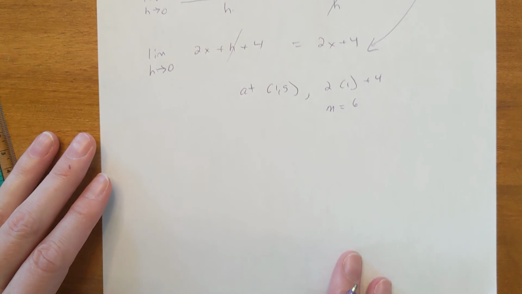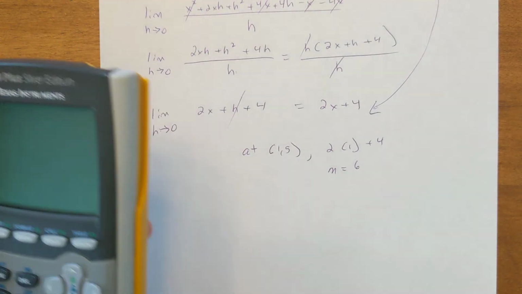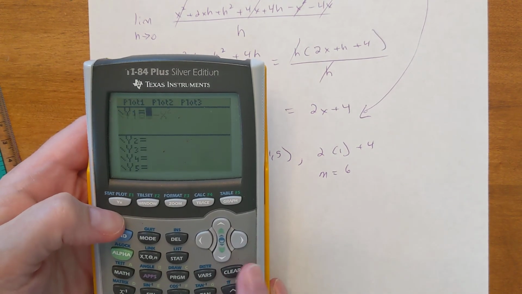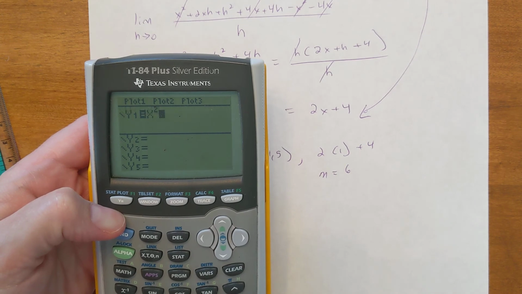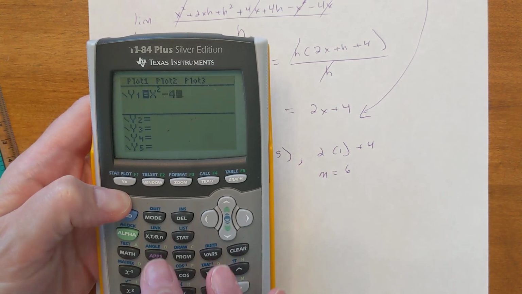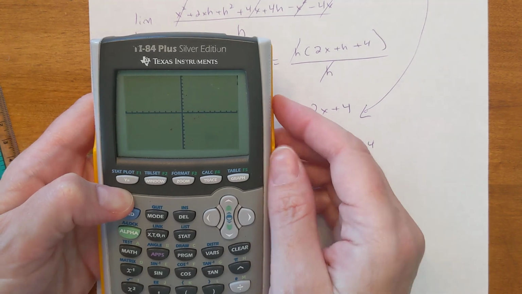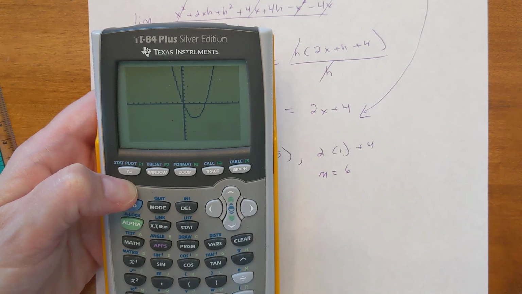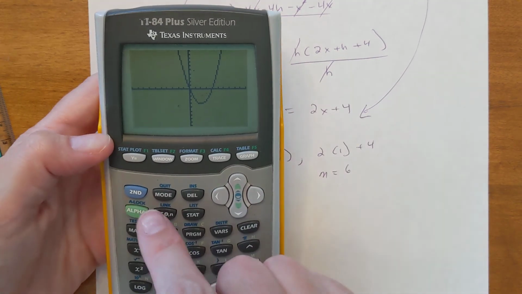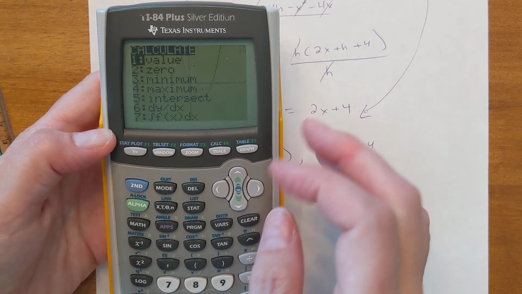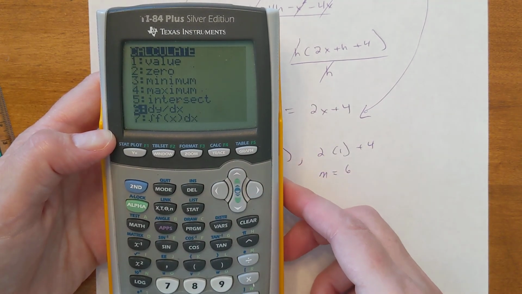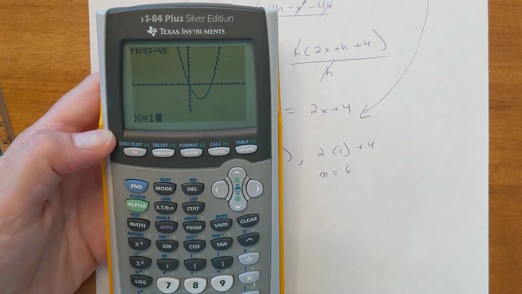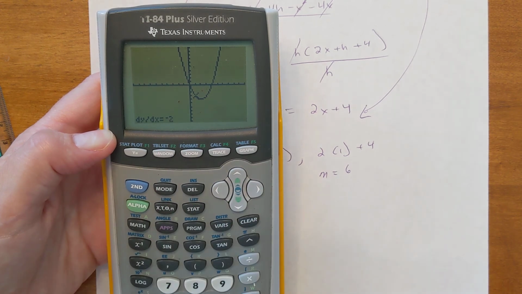If you wanted to, we'll take a look at it here and make a picture of it. So y equals, turn the calculator on, y equals x squared, and then minus 4x. And then let me show you a trick on the calculator. We wanted to find the slope at the point 1, 5. Check this out. If you go second and then calc, and choice number 6, dy over dx, you can just type in the number then. We wanted it at 1, just type 1. Bam, you get -2.